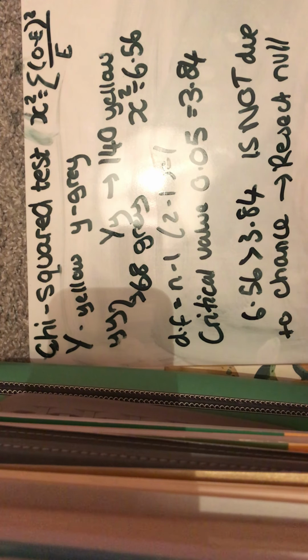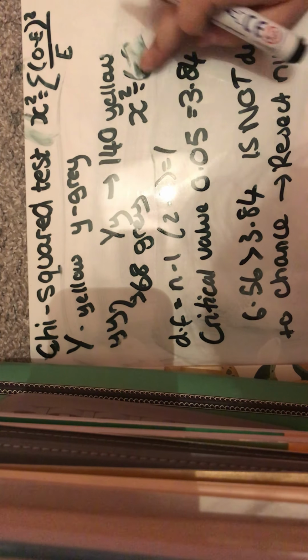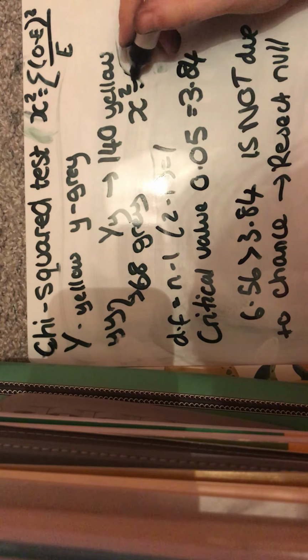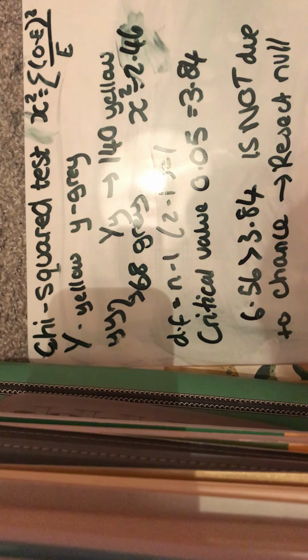And that's how you calculate the chi-squared. Just so you know, if our calculated value for x squared was lower, for example, if it was 2.46, then we would have to accept the null hypothesis, and the difference between observed and expected would be due to chance.